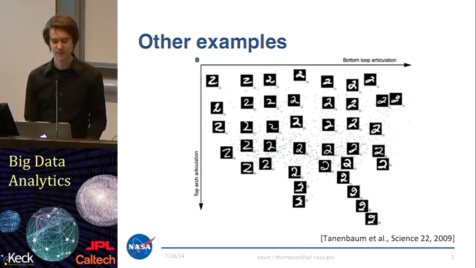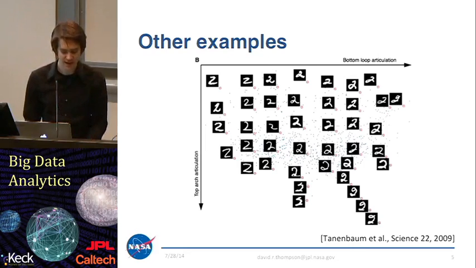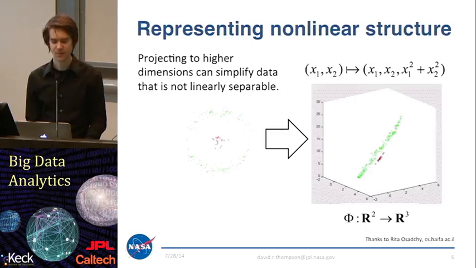But that said, we can still sort of arbitrarily ascribe different English titles to these axes. Here they've been called the bottom loop articulation and the top arch articulation axes. But really all we're trying to do is come up with some nonlinear structure to describe the universe of possible 2s, right, which is a highly nonlinear manifold in the original space. How do we represent this structure?